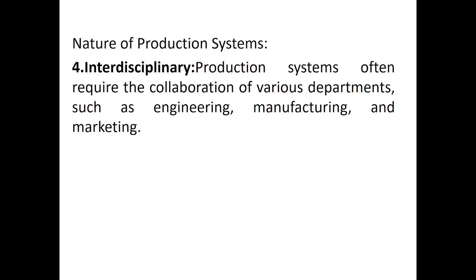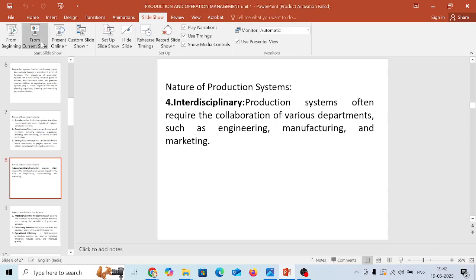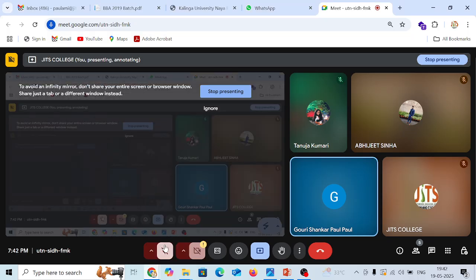Production systems often require the collaborations of various departments. This is called interdisciplinary. Understood? Next slide. है खत्म?